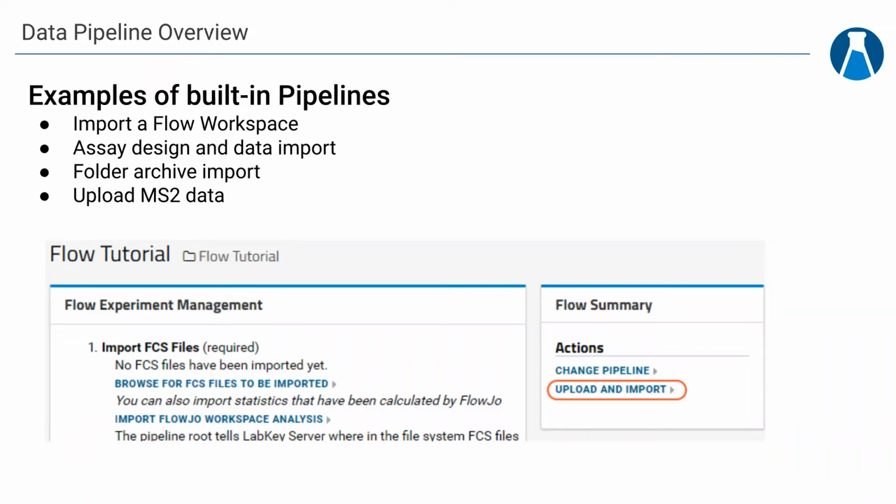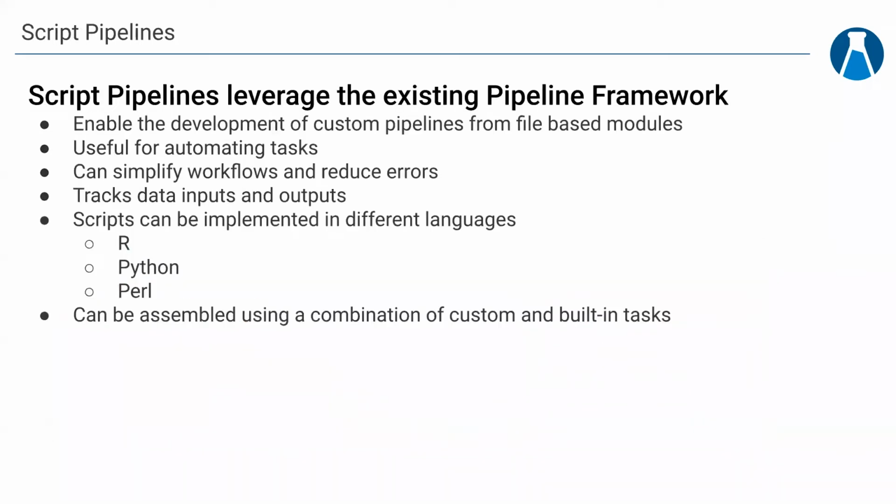Typically these are built using Java code. Most of these tasks exist in the modules and are within the actual deployed module code. There are lots of examples of these within the flow module, MS2, and a few others as well. Our archive imports all operate through this pipeline framework.